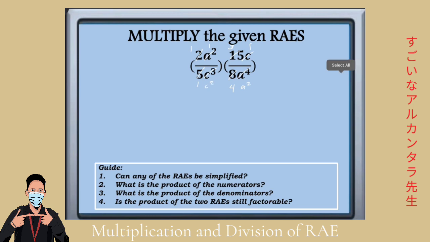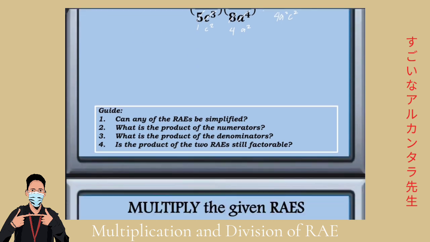So 1 times 1 times 3 times 1 is equal to 3. 1 times C squared times 4A squared is equal to 4A squared C squared. Always remember to put the variables in alphabetical order so that you will not have a problem. So that's it for multiplying or multiplication of RAEs. Let's have another one.